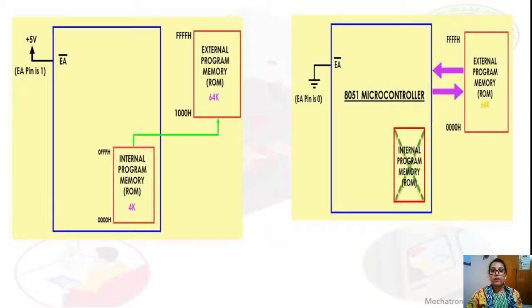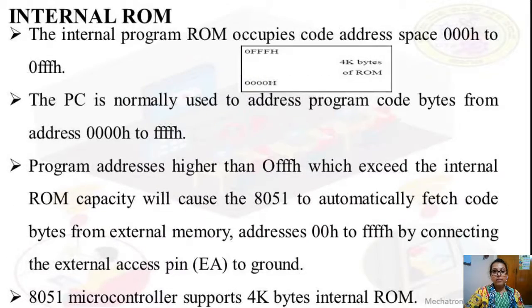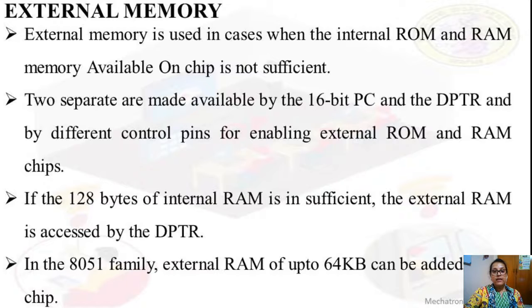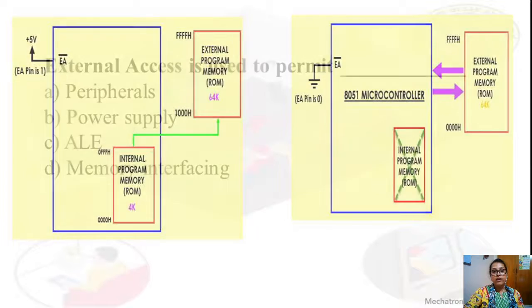An example for embedded program memory, in the previous class we studied, is the 8051. For external program memory, that is the 8031. So this is an example for external program memory access. In today's class, we studied internal program memory, that is ROM and RAM, and external memory, which is of 64 kilobytes.